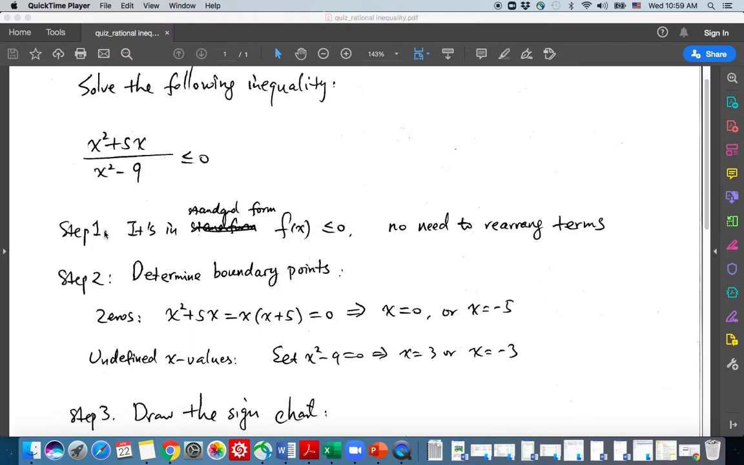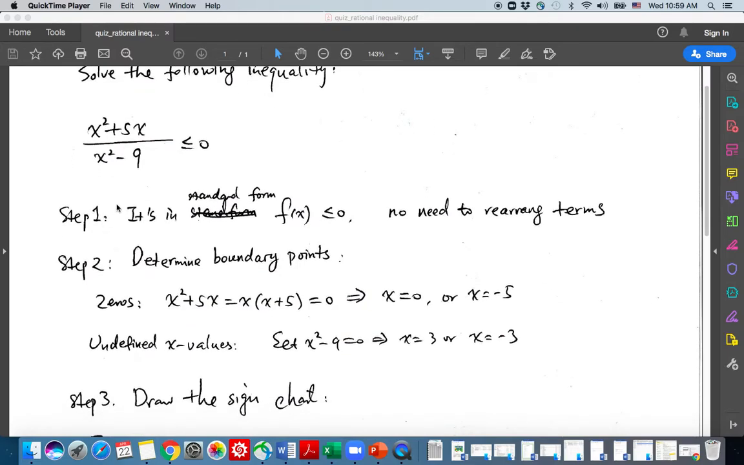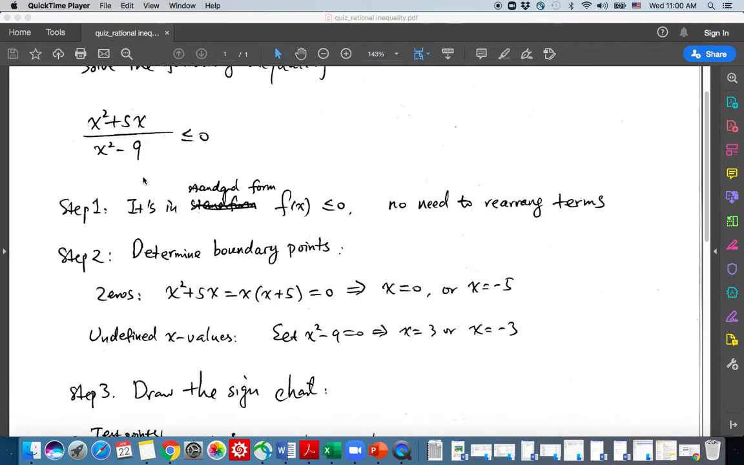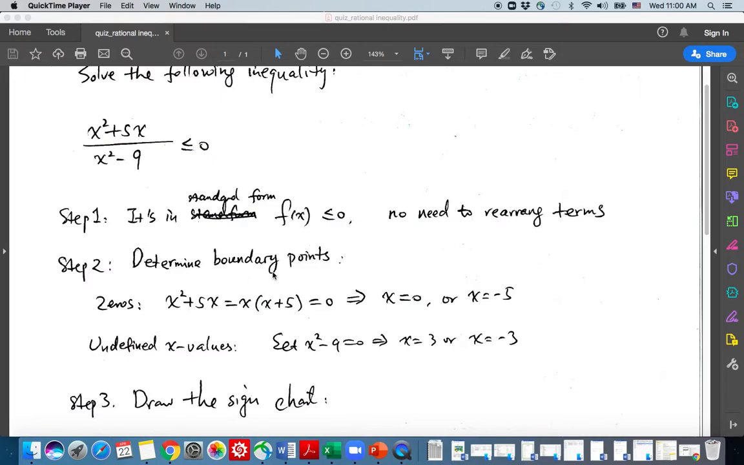So the first step, we want to rearrange the inequality in standard form. In other words, we want to have one side of the inequality being 0. In this case, it is already in standard form. Really, we don't have to do anything about it. We start with this, and then we're going to determine what we call the boundary points.